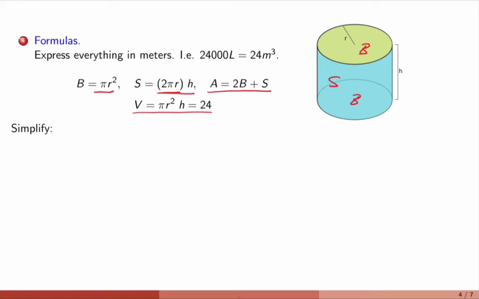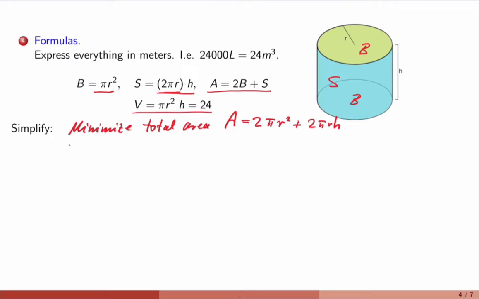So let's simplify. What do we want to optimize? Well, we want to optimize the area, right? Because the area is proportional to the amount of sheet metal which we need. The area can be written as 2 pi r squared plus the side, which is 2 pi r times h. So now we get a function which depends on the radius and on the height. Of course, it should. But by the volume constraint, we have one more equation which we can use to replace r or to replace h. I use it to replace h because it seems to be a bit simpler.